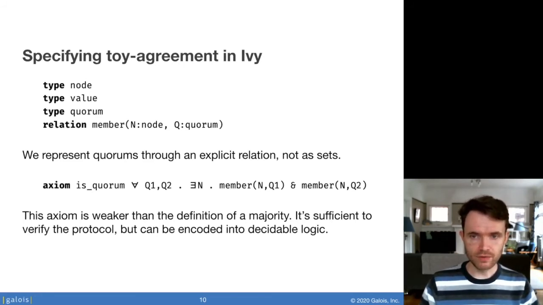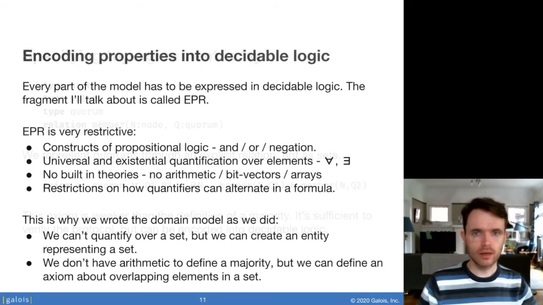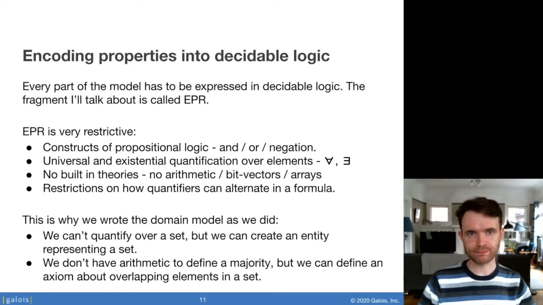This is a property of quorums that suffices to verify the algorithm, but that can also be encoded into decidable logic. In order to make sure that reasoning in Ivy is decidable, every part of the model has to be expressed in decidable logic. I'll explain a decidable fragment called EPR, but actually Ivy supports any decidable logic that's supported by Z3. And in our Stellar proofs, we use a slightly more expressive logic called FAU.